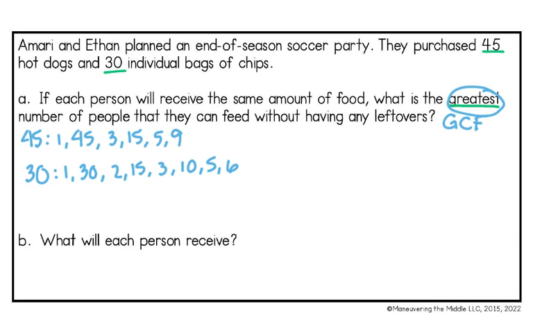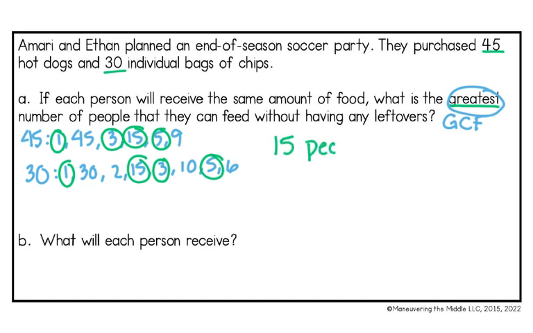So which numbers do they have in common? Well, they have 1 in common. They have 3 in common. They have 15 in common. And they have 5 in common. And again, we're looking for the greatest common factor. What is the biggest number they have in common? The biggest number they have in common is 15. So they can feed 15 people without having any leftovers.